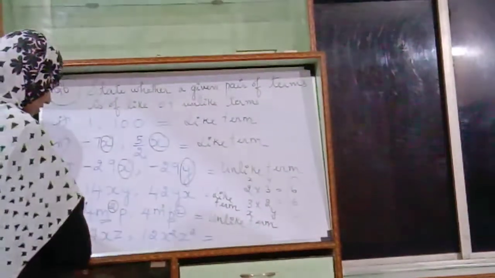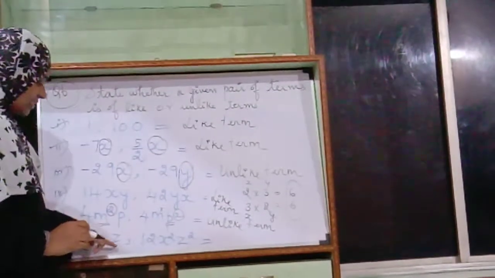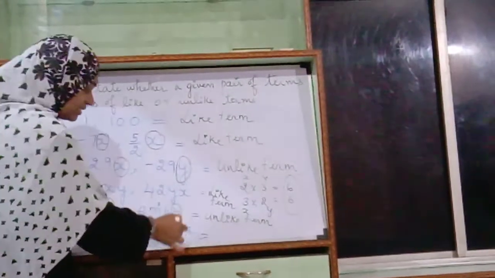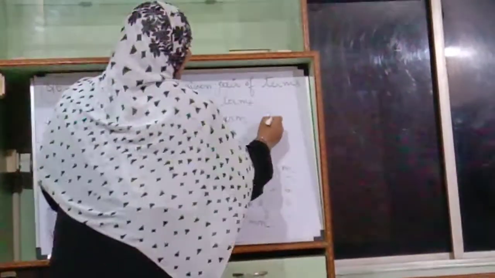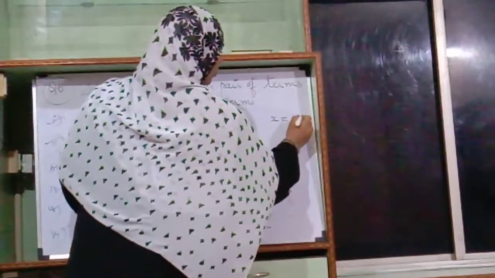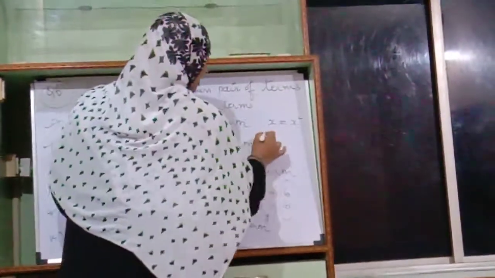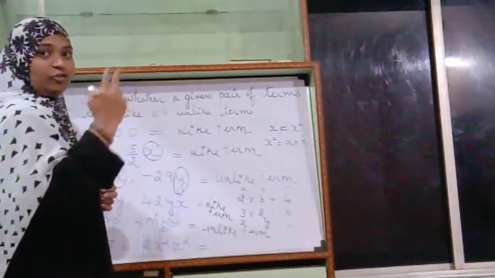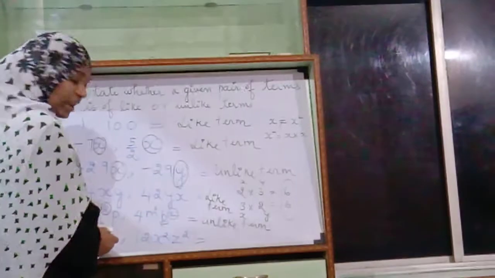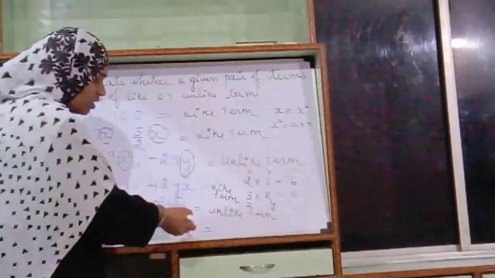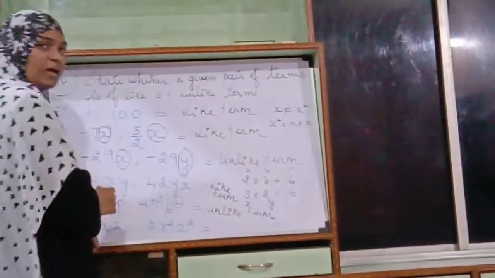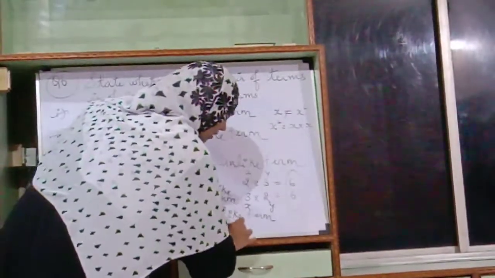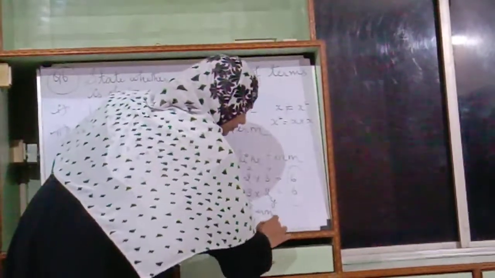The last question, 12xz is one term, 12x square z square. Now x is different from x square. It's not the same, because x square means you have x into x, you have 2 x's, but here you have only one x. So x to the power 2, z to the power 2 is different from x and z. So these are not the same. Again you will have an unlike term.